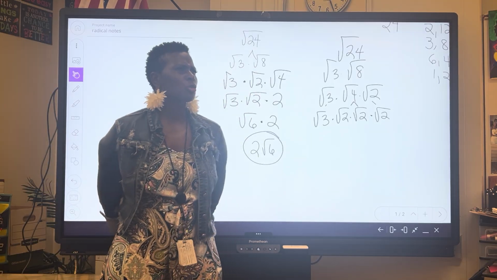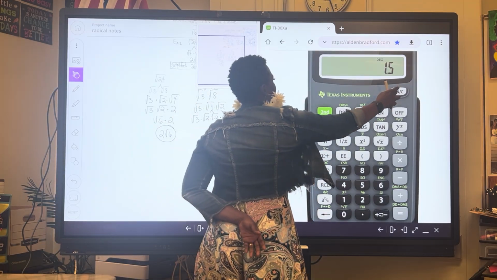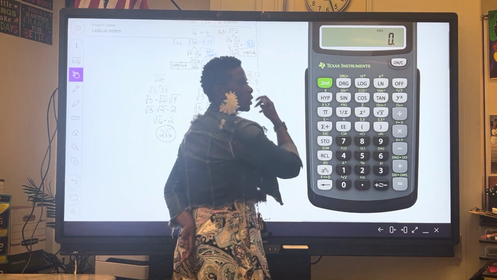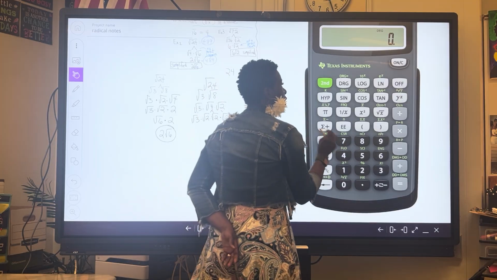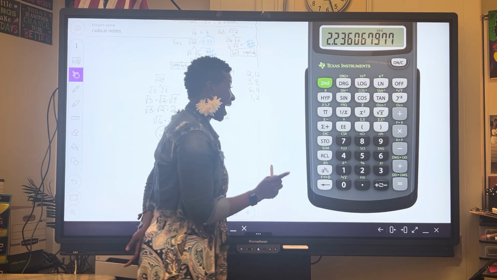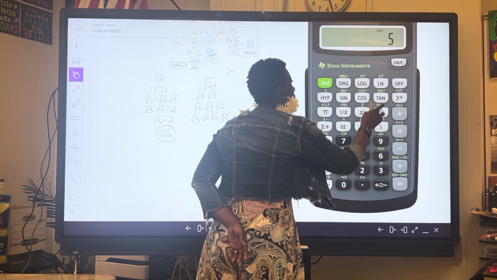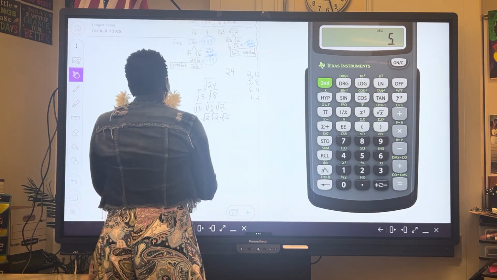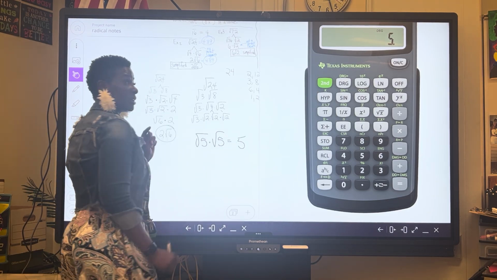Now watch this. I want you to do something. Put this in your calculators for me real quick. Put in your calculator square root of 5. So what are you going to hit? 5 square root. But then I want you to put times square root of 5 again. So do 5 square root again. Equals, what do you get? 5. So we did square root of 5 times square root of 5, and we ended with the whole number 5.